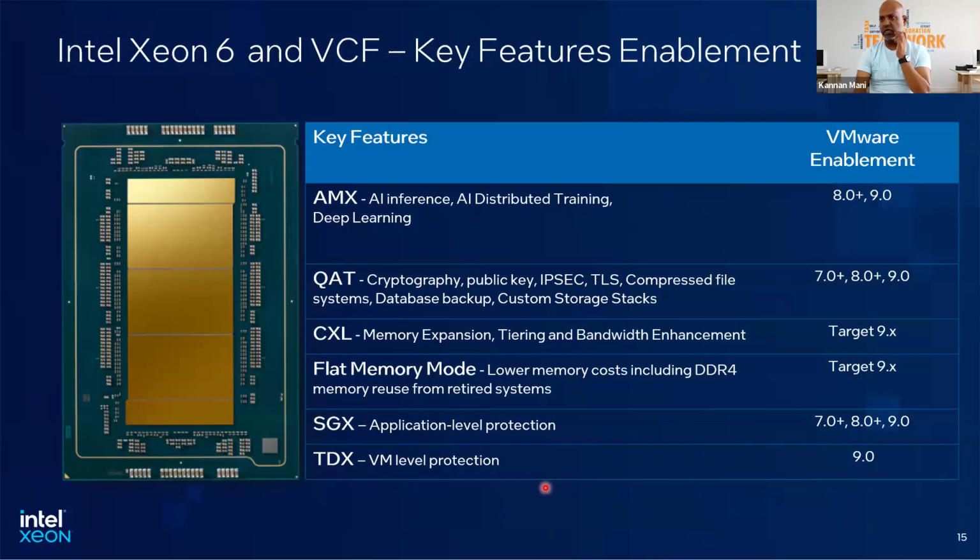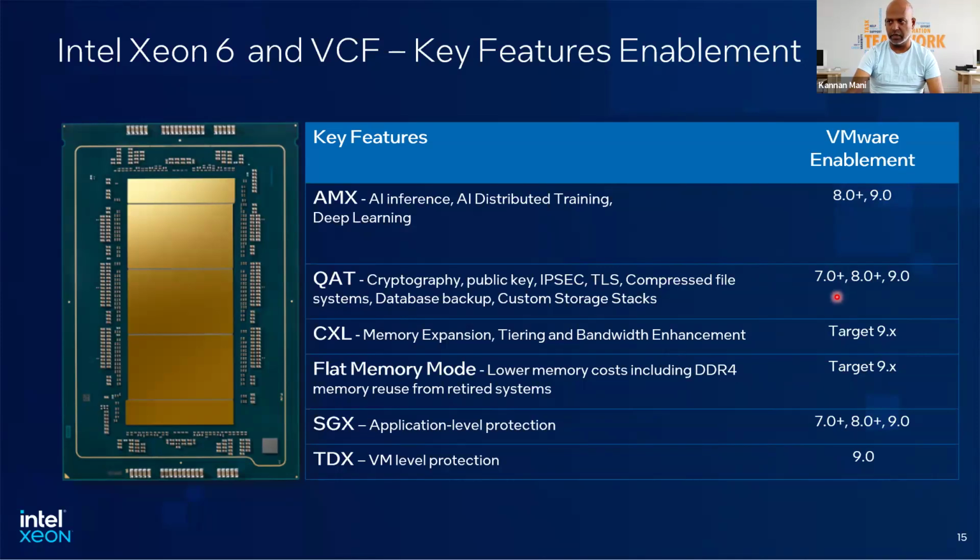All right. Well, this is another good thing that you want to keep in your back pocket. This is actually the roadmap items we're sharing with you. The AMX, like I told you, if you're running AI inferencing workloads or distributed training or lightweight deep learning workloads, has been enabled from 8.0 onwards. 8.0, 9.0, it's been enabled. QAT is mostly for crypto public key encryption, IPsec, TLS, and compressed file systems like database backup and custom storage stacks. We have been enabling QAT from 7.0 onwards.